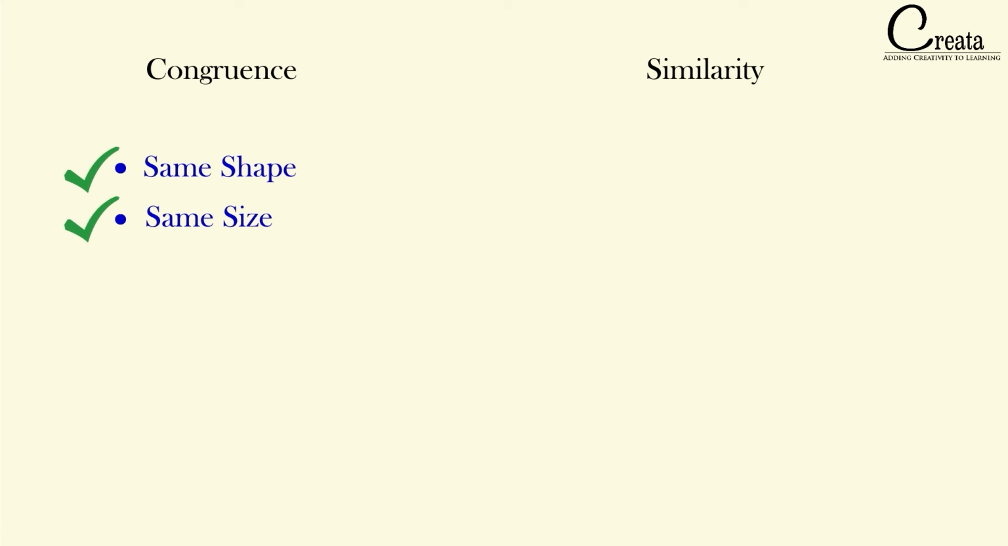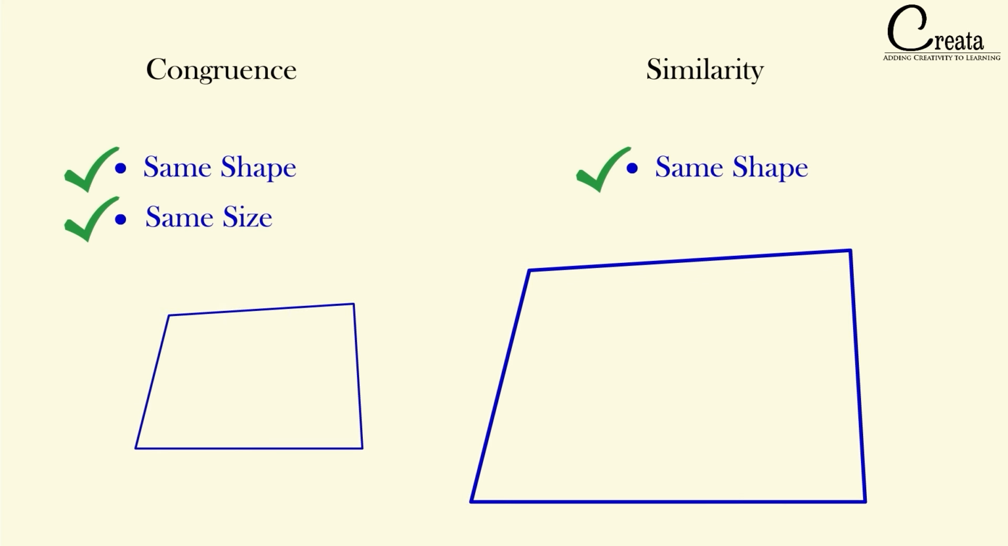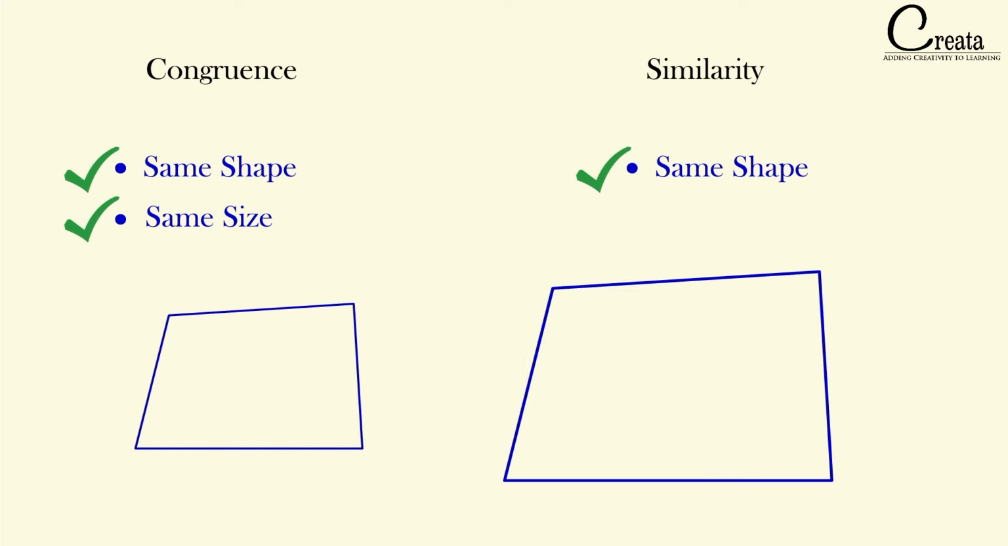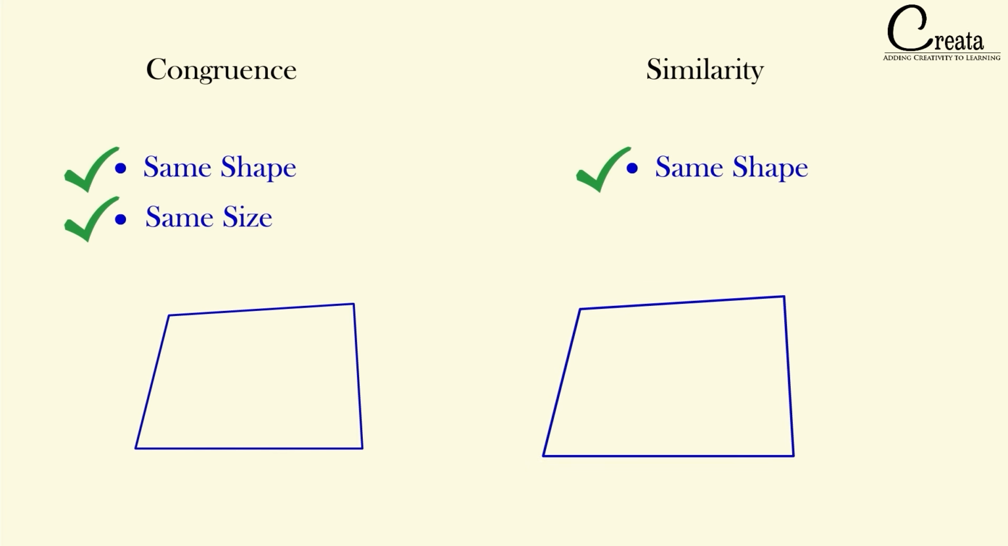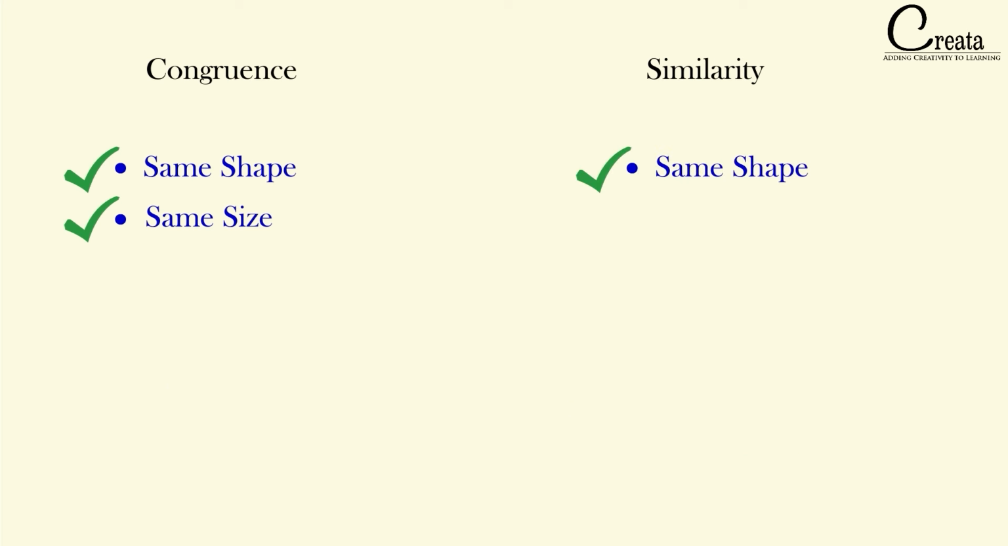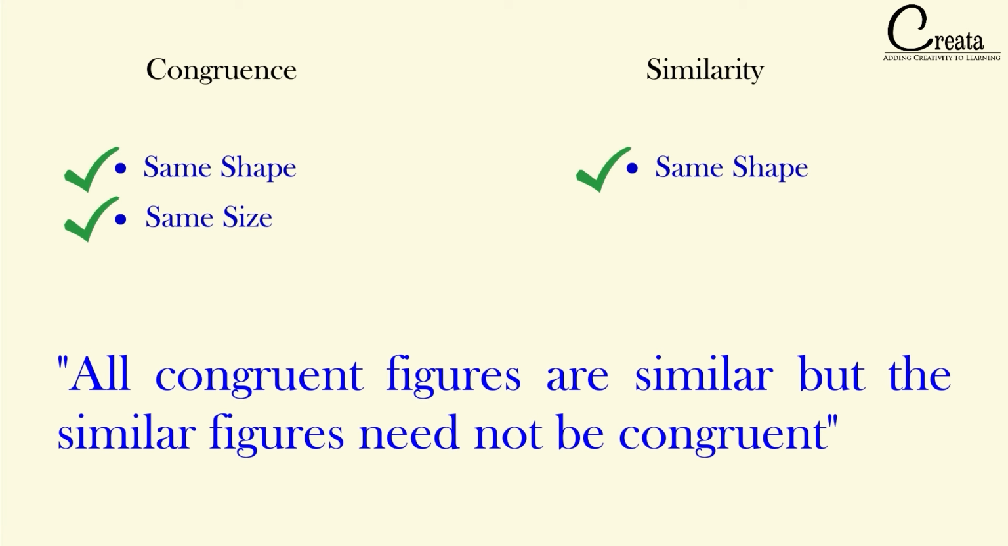While in similarity, two figures are similar if they have the same shape. Two figures having the same shape, we can say they are similar to each other. Here, size does not matter. Size can be smaller, larger, or the same. The only thing that matters in similarity is the same shape. So congruency has two components, same shape and same size, while similarity has only one component, that is same shape. So we can say all congruent figures are also similar figures. But the opposite is not true, that is, all similar figures are not congruent figures.